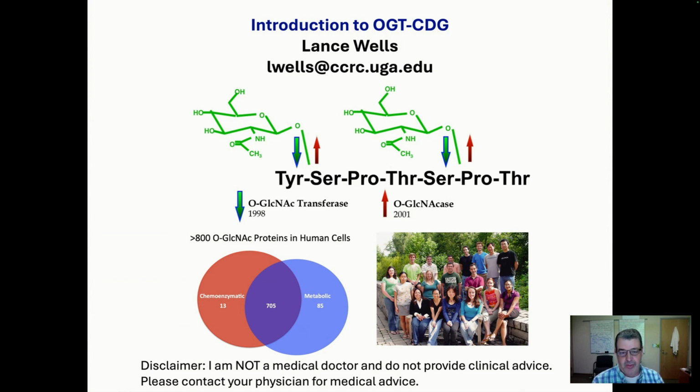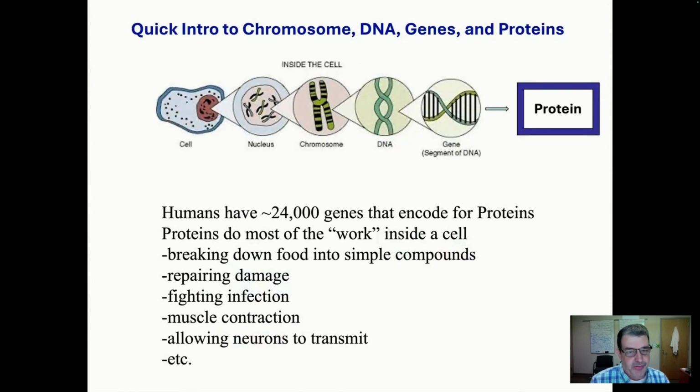Let me get started with trying to understand what we're going to talk about, because we're going to be talking about the OGT gene and genes and proteins. Every cell in our body has a nucleus. Inside that nucleus are chromosomes, and those chromosomes are made of DNA. In that DNA, certain segments are what we call genes, and genes encode proteins. In humans, we've got about 24,000 genes that encode for proteins.